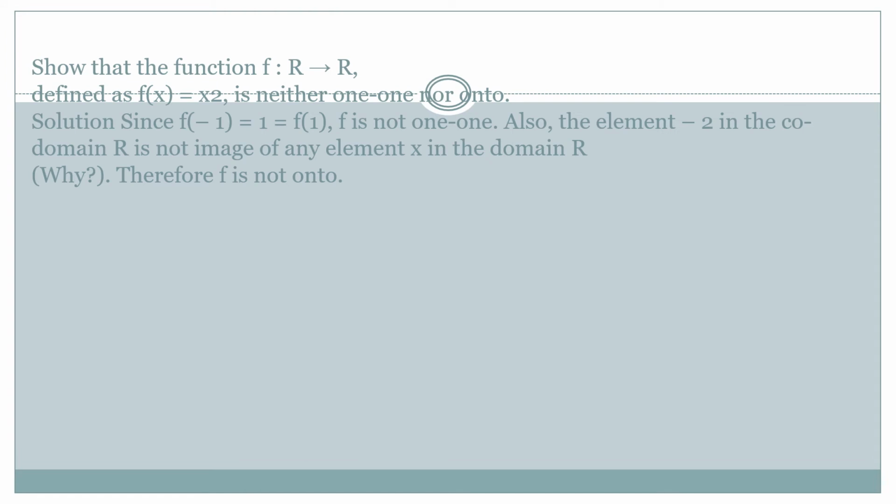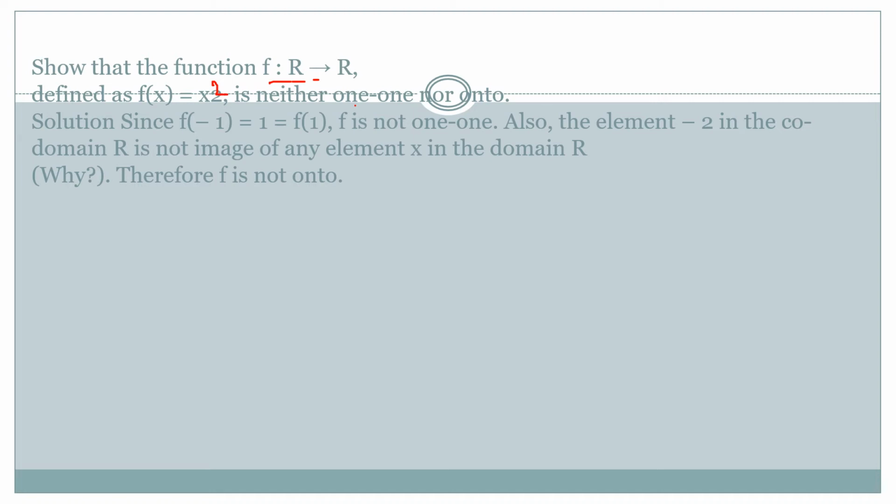Next one is: show that the function f from R to R defined as f of x equals x square is neither 1-1 nor onto. We have to show this is neither 1-1 nor onto. Why? See, you can see that minus 1 is a real number, right?